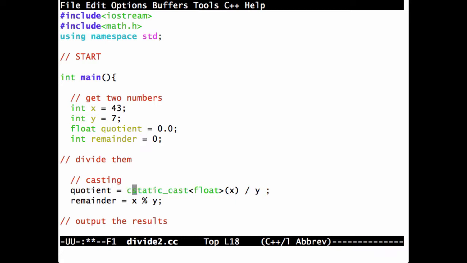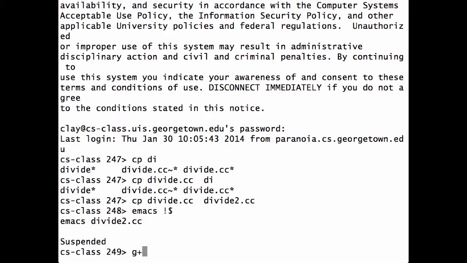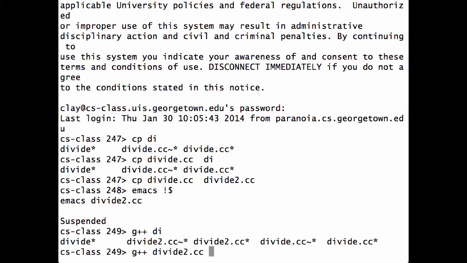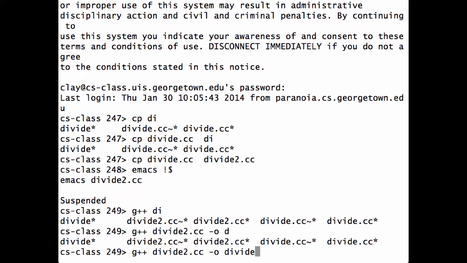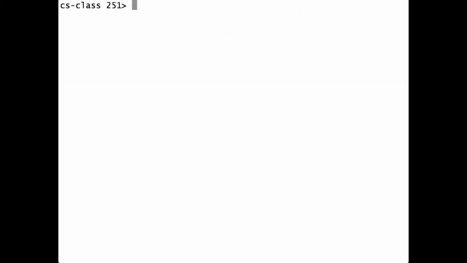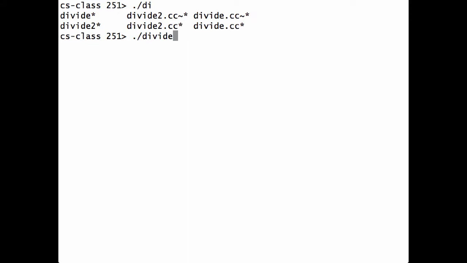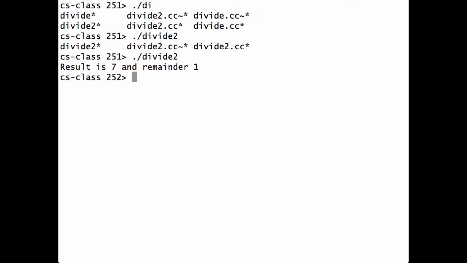We have the same thing. I'll put ceiling around the whole thing. And now we should be able to divide. Let's try it. It compiled cleanly, so we're happy. And we run it. We say divide 2. And it says the result is 7 and the remainder is 1. Is that correct?